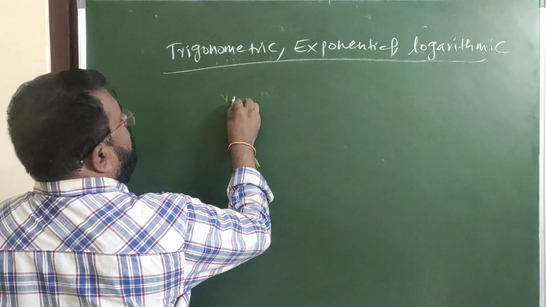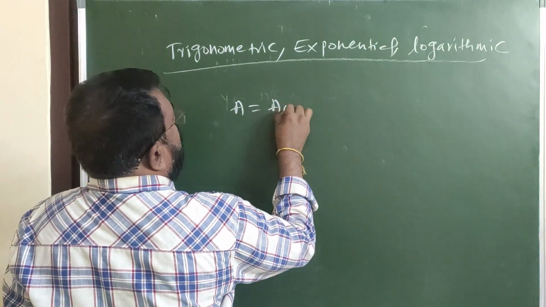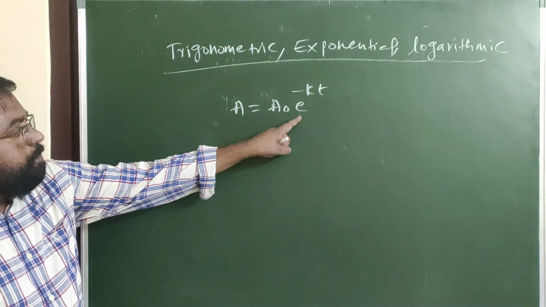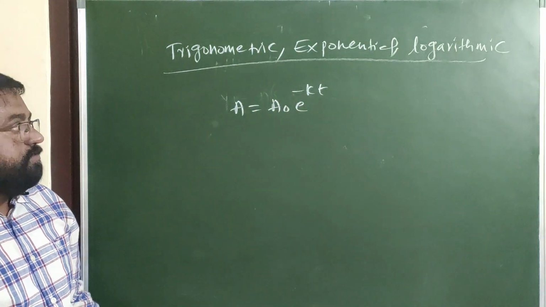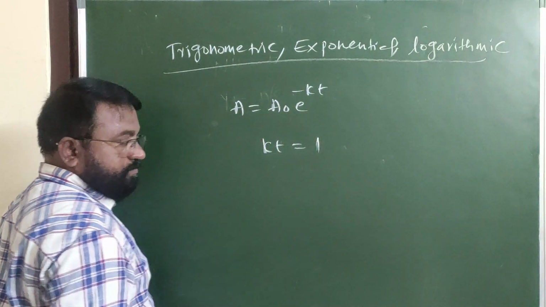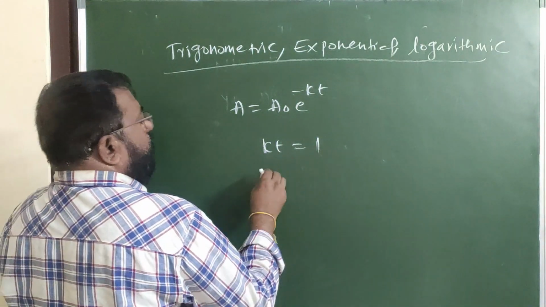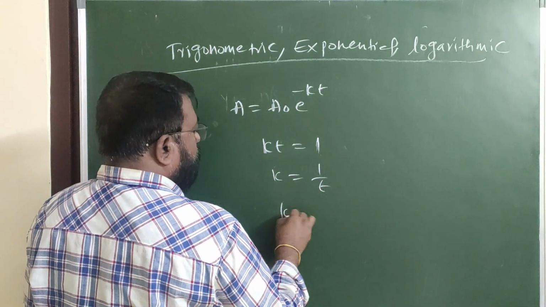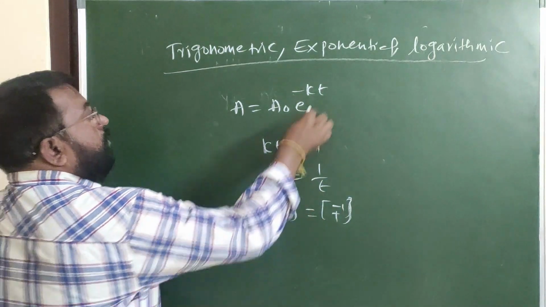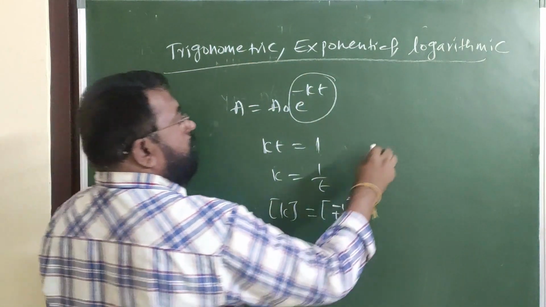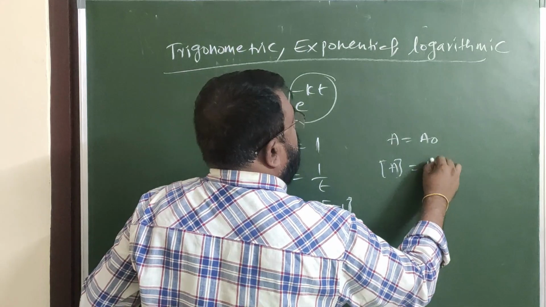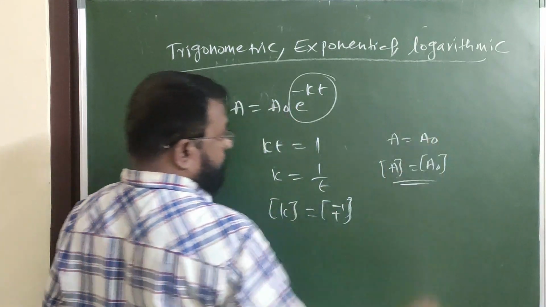Exponential functions, for example, a is equal to a naught into e to the power of minus kt. Here the exponential function is also dimensionless. Therefore, in e to the power of kt, kt is dimensionless. This is equal to 1. k is equal to 1 by t. Therefore, the dimension of k is t to the power of minus 1. This is dimensionless. Therefore, a is equal to a naught. Therefore, the dimension of a is equal to the dimension of a naught.